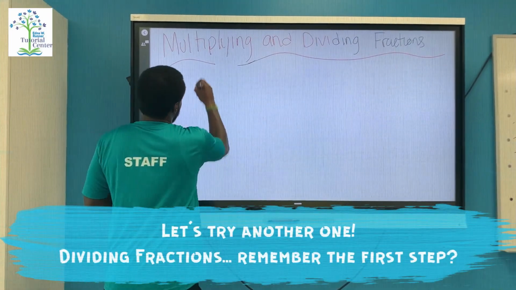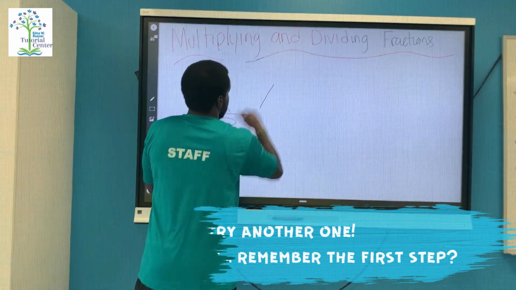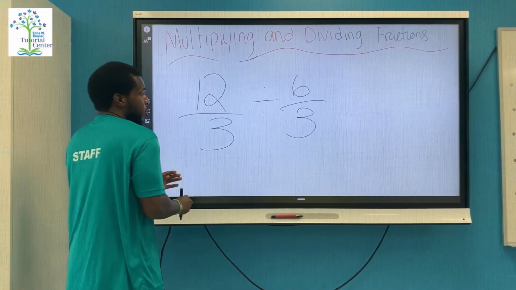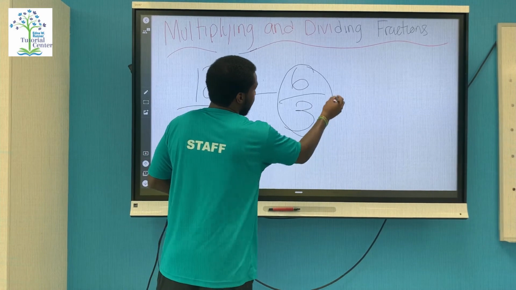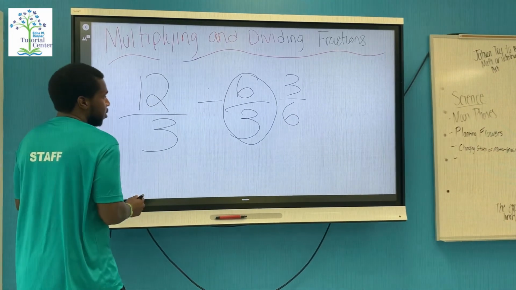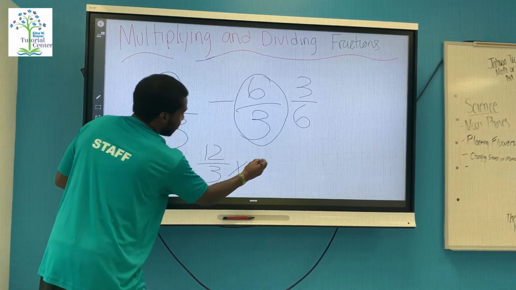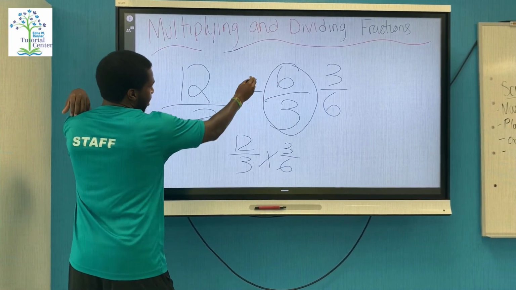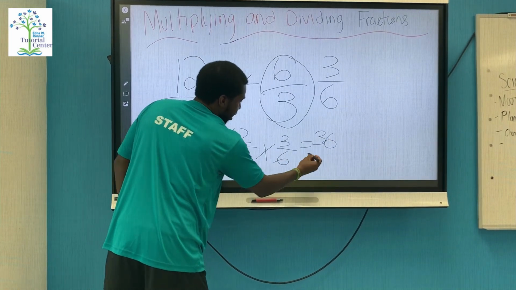Another example, we're going to do 12 over 3 divided by 6 over 3. Once again, we're going to flip our second fraction. Our numerator will now become our denominator, and our denominator will become our numerator. So this would turn out to be 3 over 6. Now our new problem will look like this: 12 over 3 times 3 over 6. Remember, once we flip this fraction, instead of dividing, we can just multiply straight across and get the same answer. 12 times 3 will equal 36, and 3 times 6 will be 18.